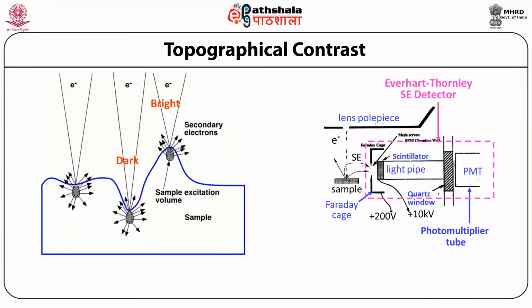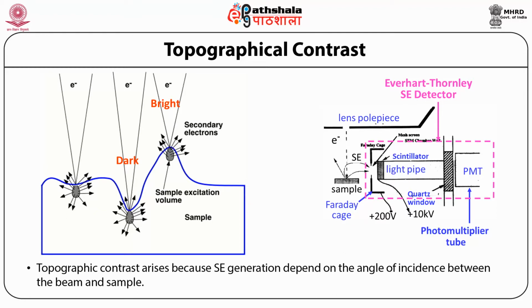So students, let us now discuss topographical contrast. This is the figure which explains in detail how a topographic contrast arises, because secondary electron generation depends upon the angle of incidence between the beam and the sample. And the right hand side figure shows a schematic of the ejection of the secondary electrons to the photomultiplier tube, that is PMT.